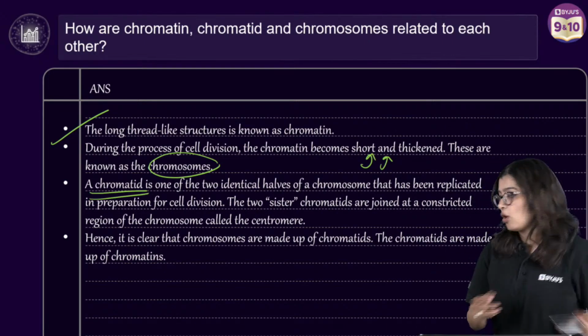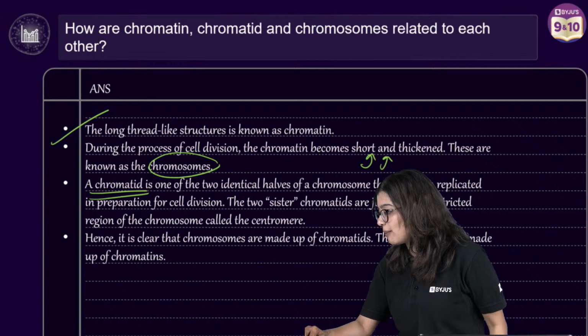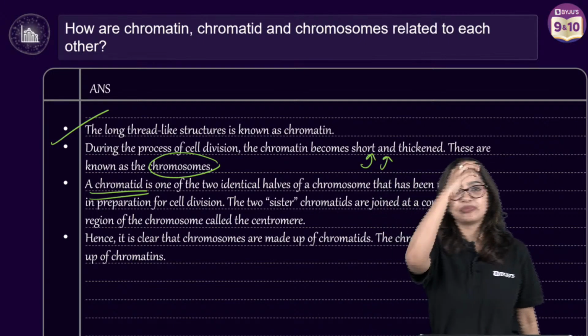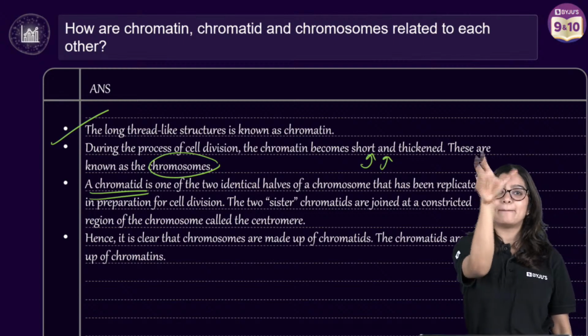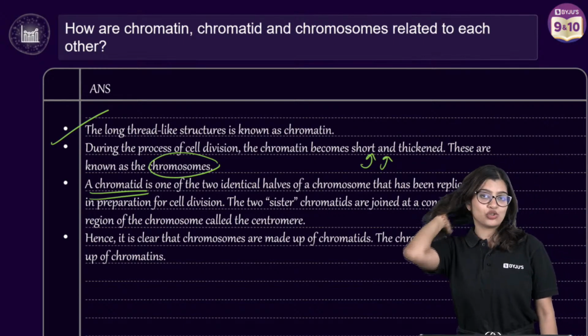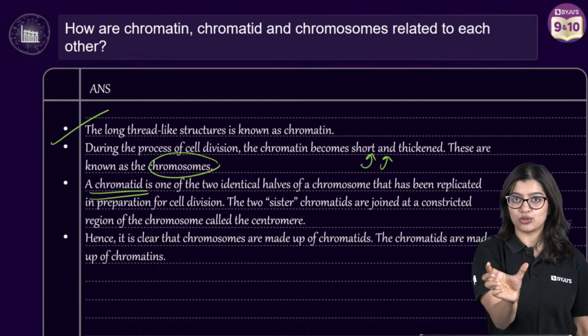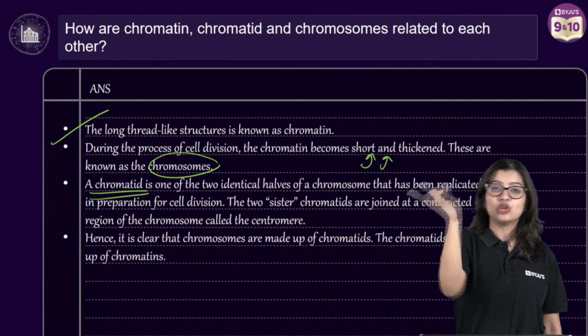Yes? Okay, quick question. Ma'am, sister chromatids and simple chromatids, both are the same? No. Sister chromatids are basically the pairs that are formed, right? So a chromatid is on a chromosome, but chromosomes exist as pairs, so we call those sister chromatids.